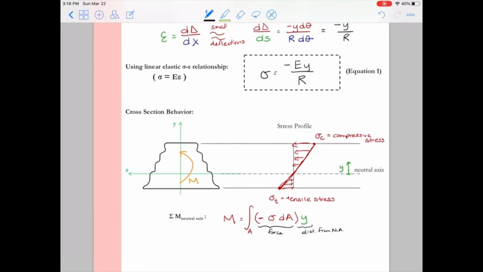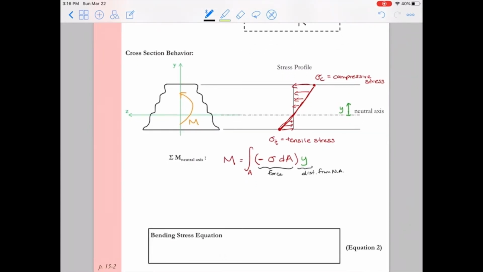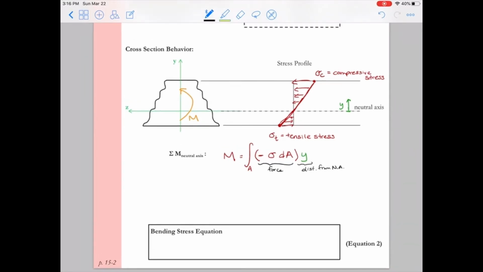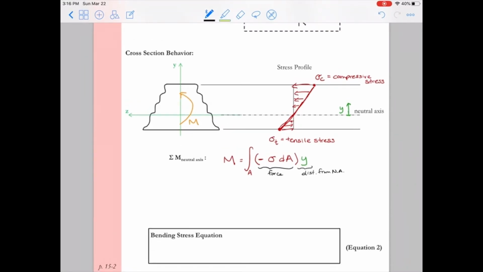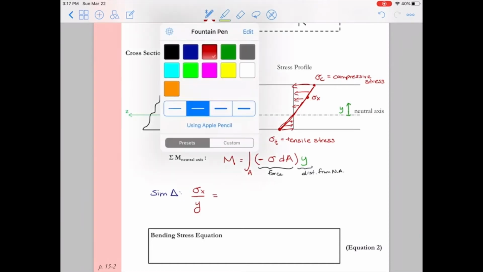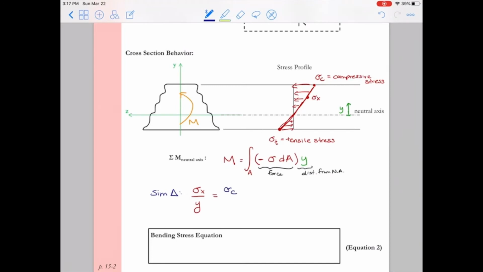All right, now if I was good at math, I would just go ahead and do this. I'd knock it out. But sometimes area integrals get a little tricky, especially for a weird cross-section. So I'm going to do this derivation a little bit more simply. I'm going to use similar triangles basically to relate the sigma value and get it to be a constant. So if I consider some random arbitrary stress in my cross-section, sigma x, at any point, because I know they're linearly related, I can say sigma x over the distance y from the neutral axis has to be equal to sigma c at the top of the cross-section, over the entire distance from the neutral axis to the top. That's the distance I'm going to call c.